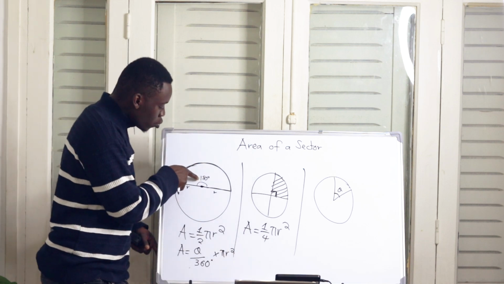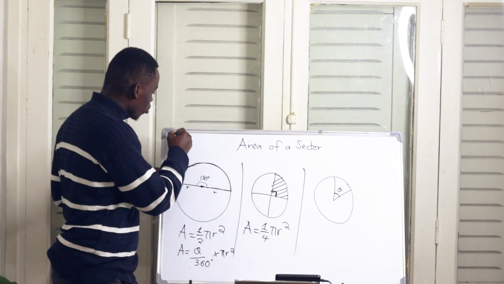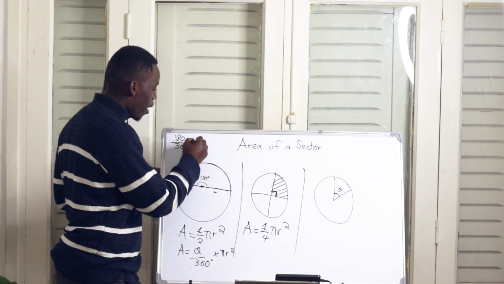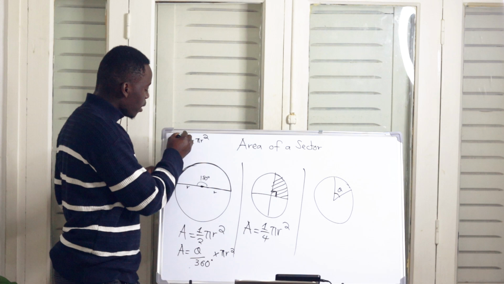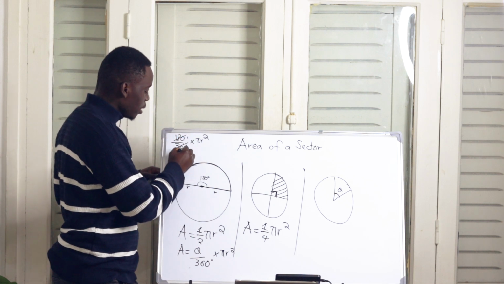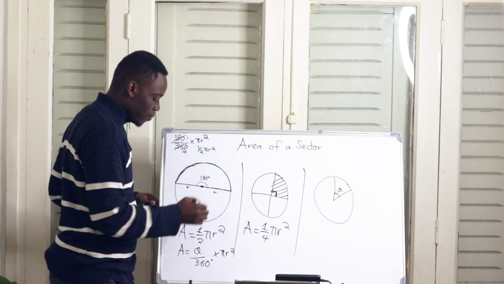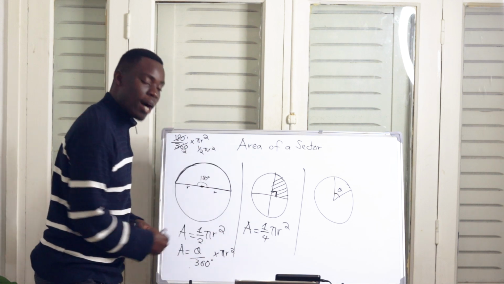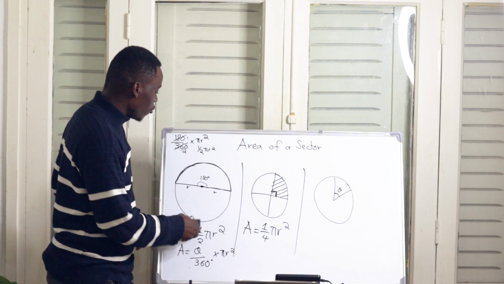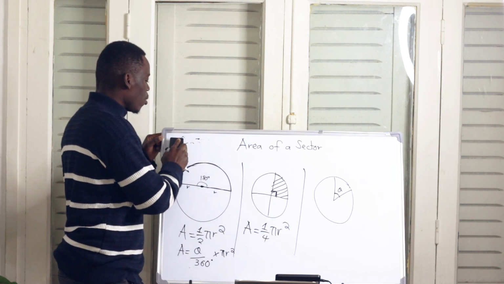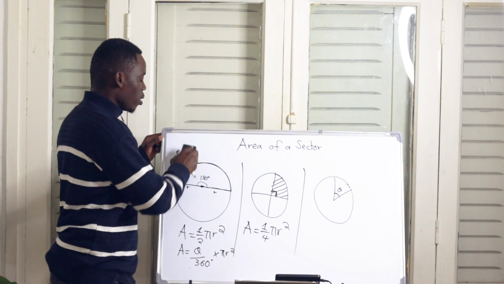Now, if we put 180 here, and we say 180 divided by 360 times pi r squared, you realize that 180 into 360 is 2. This will be 1 over 2 pi r squared, exactly what we have here. And this is where this formula is coming from, just to give you a bit of understanding of exactly why we are starting with this concept.